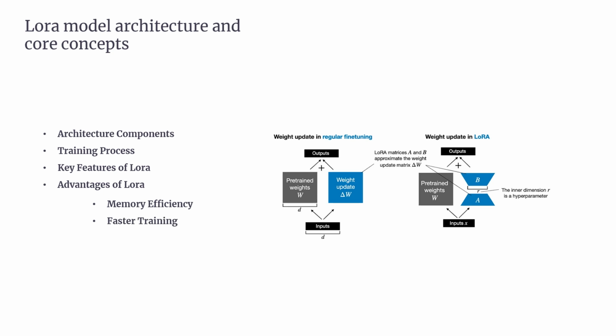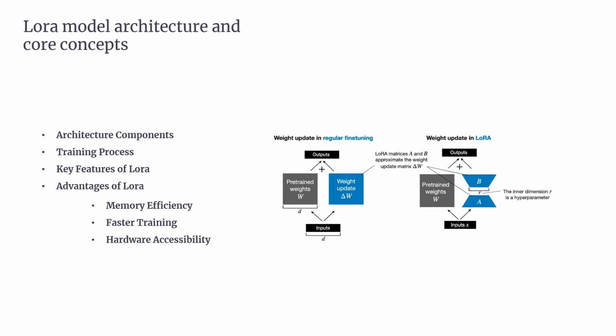2. Faster training. Fewer parameters mean faster adaptation to new tasks. LoRA only trains between 0.5% and 5% of model parameters, compared to about 100% for full fine-tuning. In some cases, LoRA reduces this to as little as 0.01% of the original model's parameters, making it incredibly parameter efficient. 3. Hardware accessibility. LoRA makes it possible to fine-tune large models even on hardware that might not have been able to handle the full parameter set.